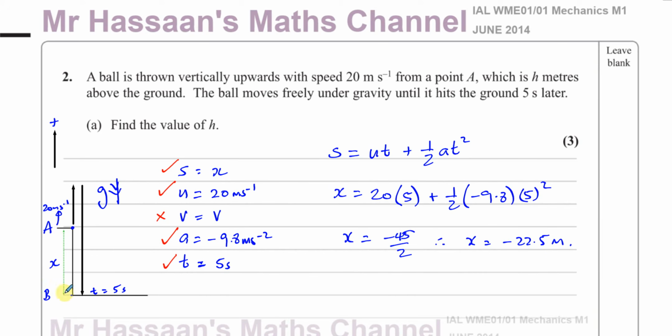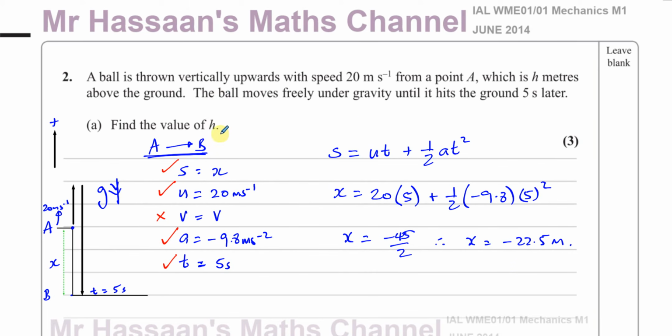So that is the displacement of B, which is on the ground, from A, because we're dealing with the journey when it starts from A and it ends up at B. It starts at A, ends up at B. And the X is the displacement of B from A. And we can see that B is below A because our displacement ends up as negative. So after 5 seconds, it's gone below A, 22.5 meters below A.